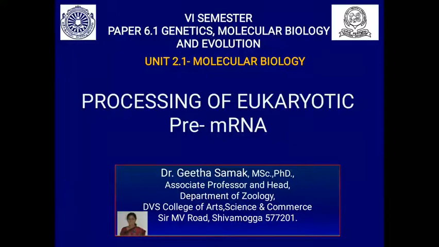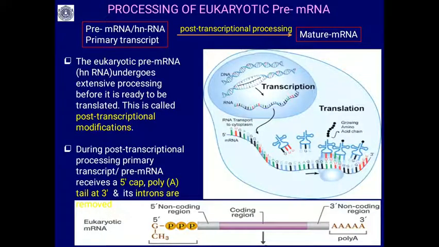Dear students, now I am going to discuss processing of eukaryotic pre-mRNA. Pre-mRNA is heterogeneous mRNA, or else it is called primary transcript. What you see in this picture, soon after the transcription, is called primary transcript. This undergoes post-transcriptional processing to become mature mRNA.